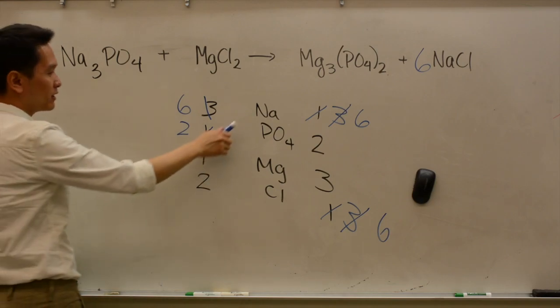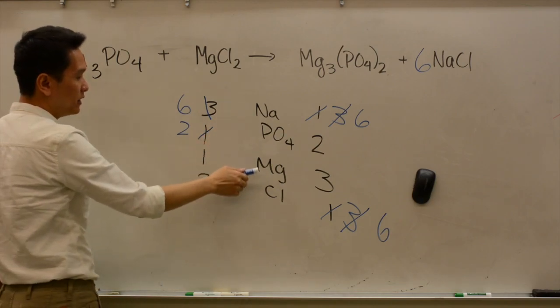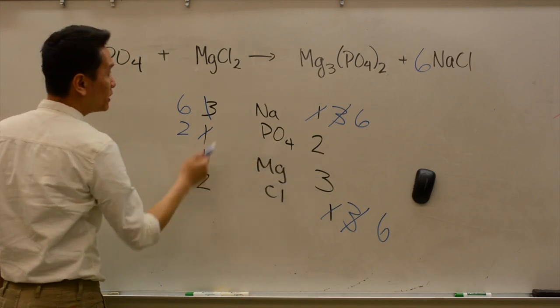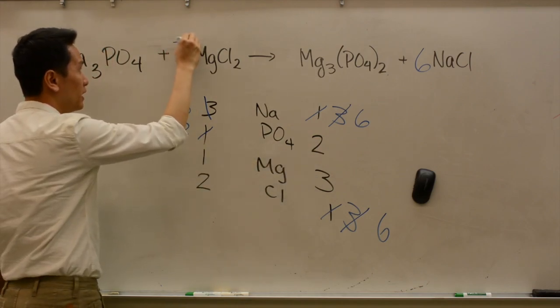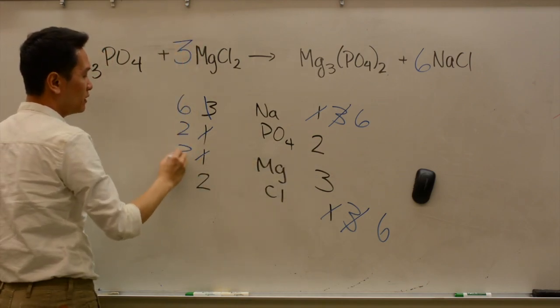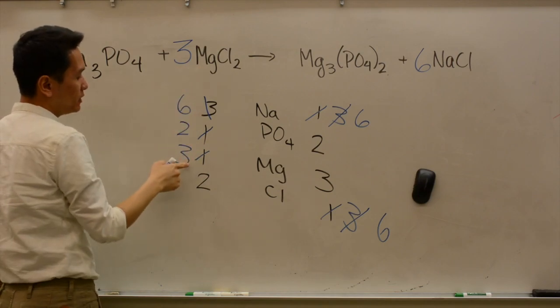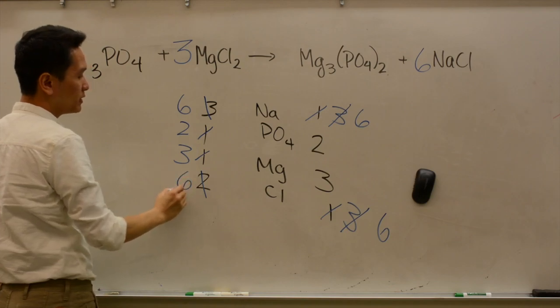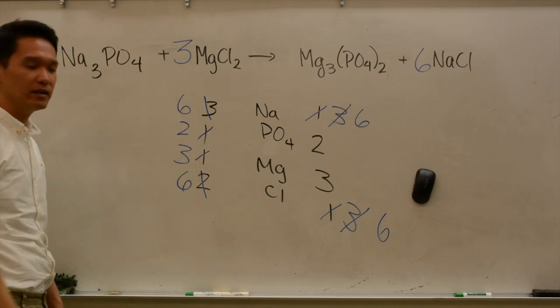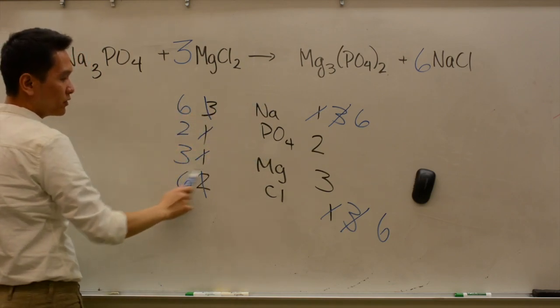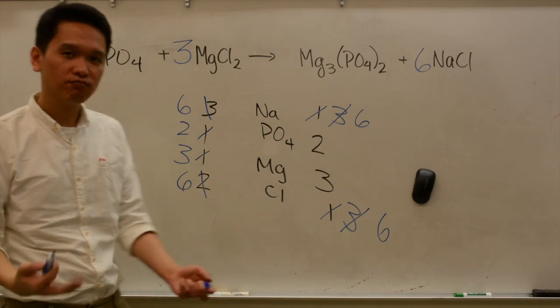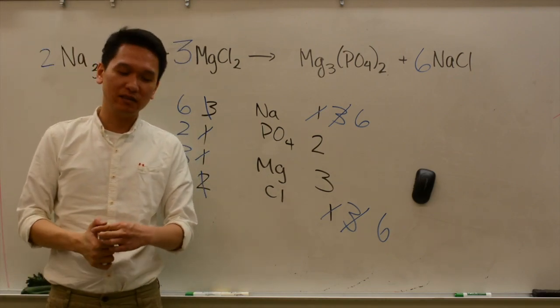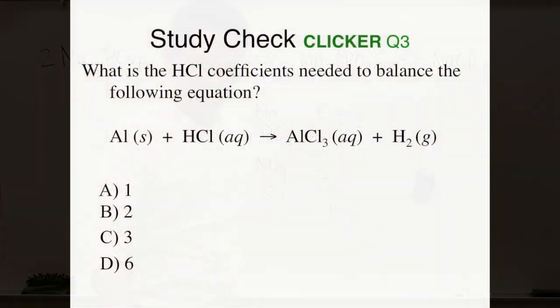Okay, so let's go down the list again. Sodium is good, phosphate is good. Magnesium, there's 3 there and 1 here, so we need to multiply this by 3. 3 times magnesium, 1 magnesium is 3. 3 times chloride, there's 2 of that, so that makes this a 6. That makes everything balanced. 6, 6, 2, 2, 3, 3, 6, 6. Okay, so just have a lot of practice on this. It's actually fun, huh?